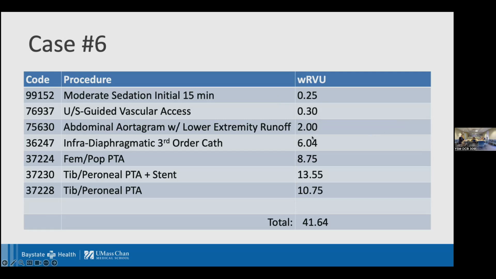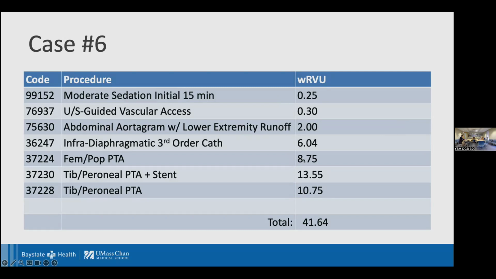You get the abdominal aortogram with lower extremity runoff. We've done a third order catheterization, right? The popliteal artery, we showed an angiogram with a catheter seen on the screen, and that's a good point. You have to have an image that shows your catheter in the third order vessel, right? So that's a third order catheterization. Okay. Then we did a FemPop PTA, that's 37224.